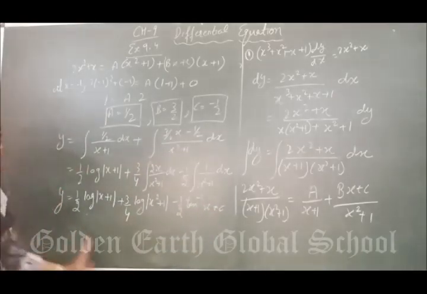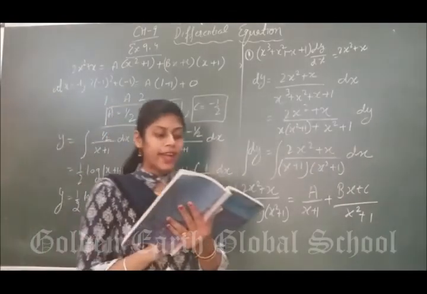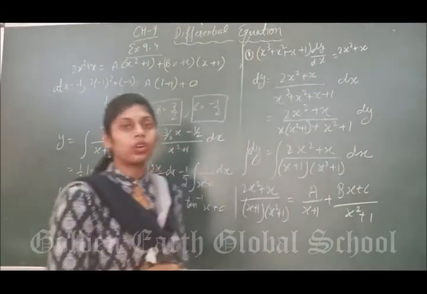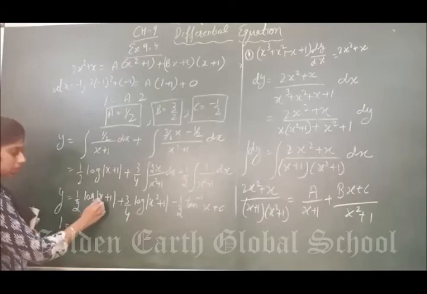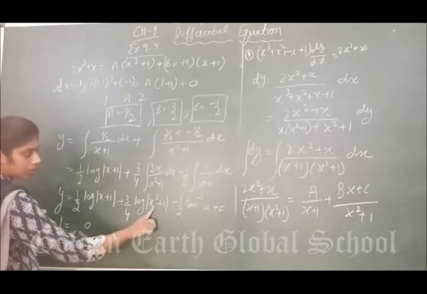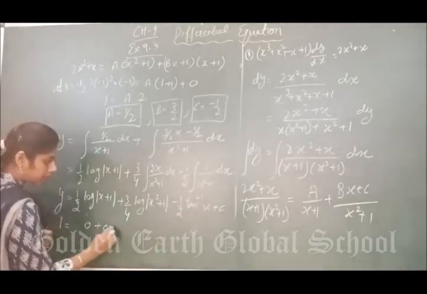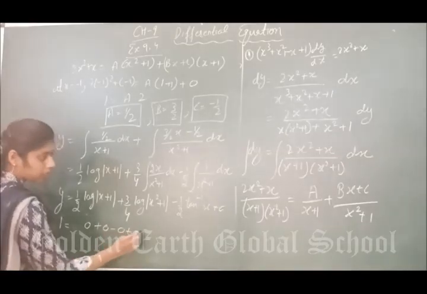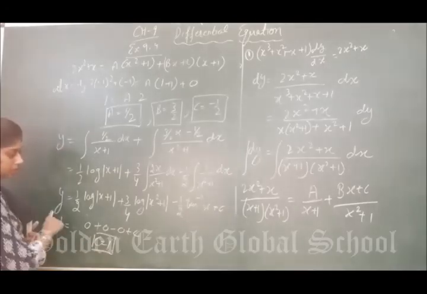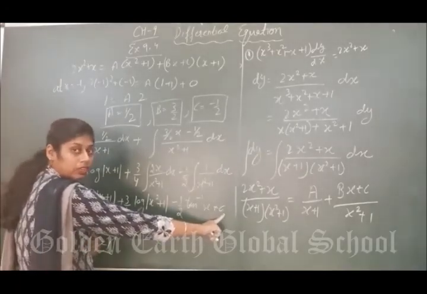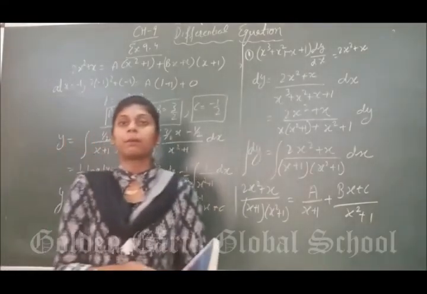Now we have to find the value of this constant. Here conditions are given to you. y equals 1 when x equals 0. If you put x equals 0, y is 1. Log of 1 is 0. Again log of 1 is 0. Tan inverse 0 is again 0. So c will be equal to 1. So for the particular solution, instead of c you have to write 1 here. Clear? So this will be your particular solution.